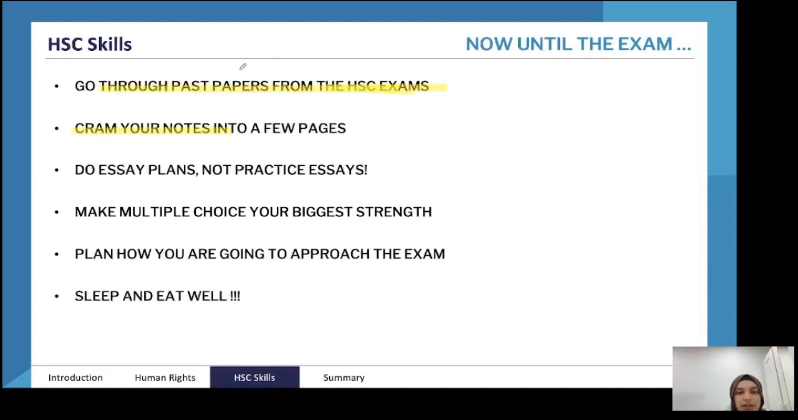So again, go through past papers, cram your notes into a few pages. Especially in the last few days when you're prepping for the exam, create a little summary or cheat sheet, as people like to call it, or summary notes of a page or a couple of pages of just the content that you don't know, and keep practicing that. Once you've gone through that enough times before the HSC exam, you'll feel comfortable with those topics that you didn't feel comfortable with prior. Do essay plans, make multiple choice your biggest strength, plan it, take rests, as well as go through the syllabus. Okay, moving on.